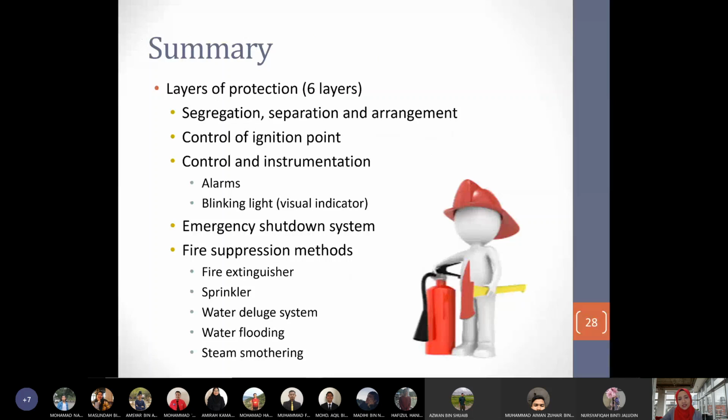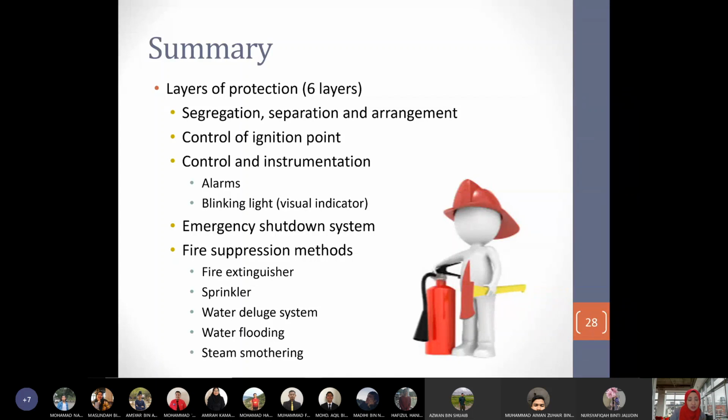And finally, that is the end of the slide. Before that, let's summarize the different things that we have covered under fire protection and fire suppression. First of all, we covered the 6 layers of protection, which also included segregation, separation, and arrangement. And we looked at an example of an offshore oil platform. And then the control of ignition points. How do you control static electricity, for example, by bonding and by grounding?